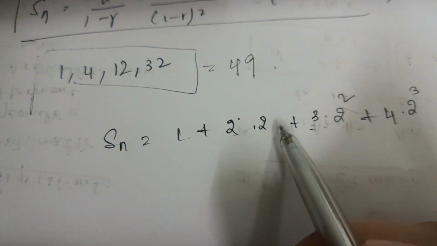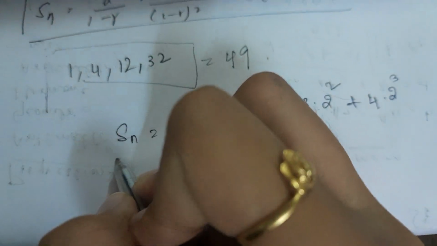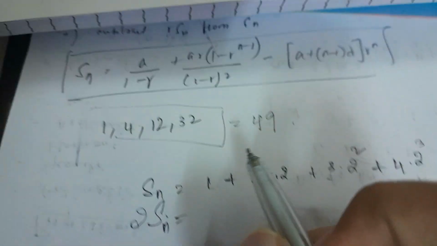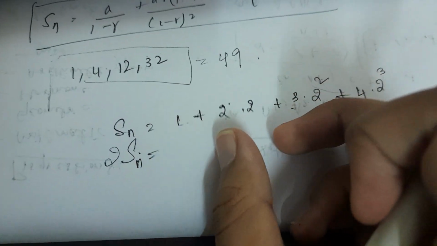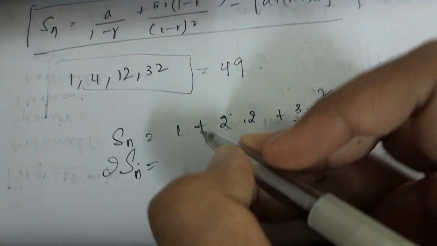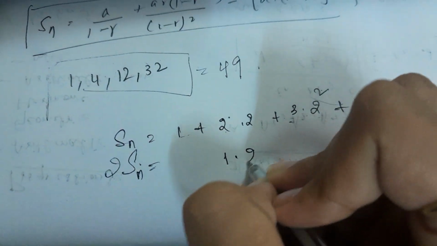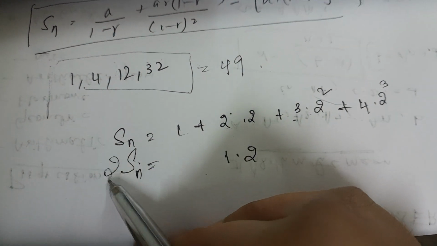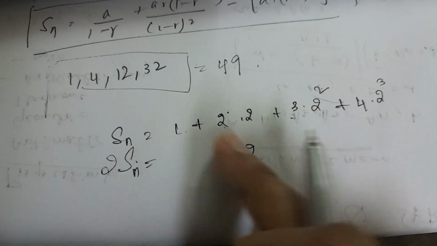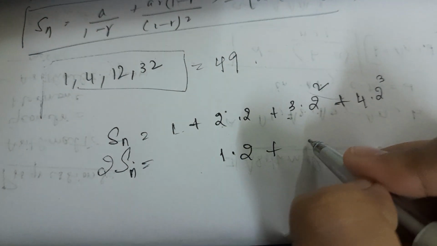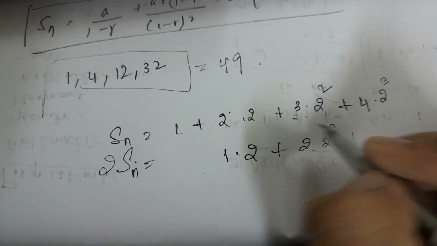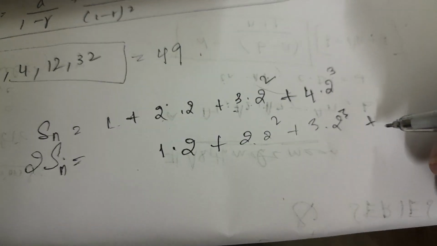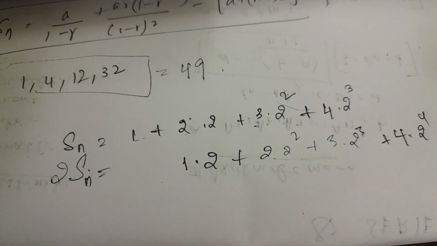So now the next step was to multiply the sum by the common ratio. The common ratio here is clearly 2. I'm just going to do that. 2 times the summation equals, and we also need to shift the term by 1, right? So that becomes 1 times 2. I basically just shifted it. So multiplying this by 2 like we did on the left side, and then I shifted it by one term, plus 2 times 2 squared plus 3 times 2 cubed plus 4 times 2 to the 4.